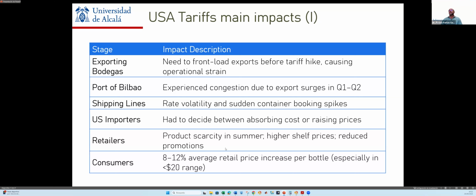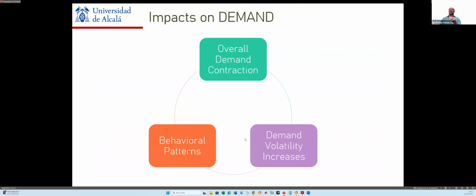The retailers also can't cope with the promotions, and they created product scarcity in the summer because of the higher shelf prices. And at the end, the consumers also suffer in the demand part, because we are going to focus more deeply on the demand. They first created a big demand in the first quarter, and then the demand dropped down, moving to different products that are more affordable for the consumer. So we are going to focus on it.